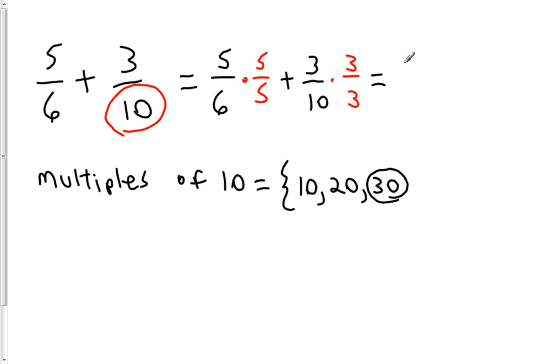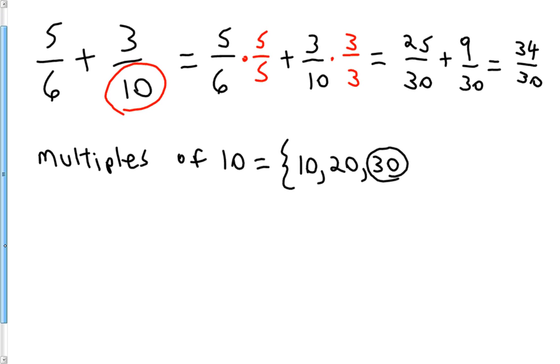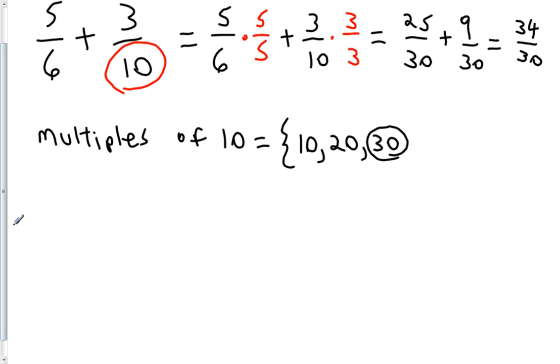I get two new fractions with the same denominator, 25 over 30 and 9 over 30, and then I could add those together to get 34 over 30, and I would have added those two fractions. But the key is getting that common denominator. That would be one method, finding the multiples of the larger number until you find one that is divisible by the smaller number.